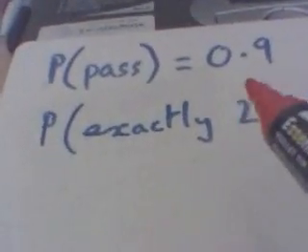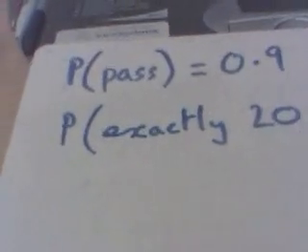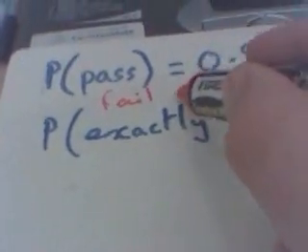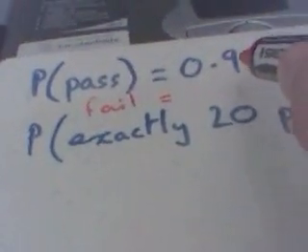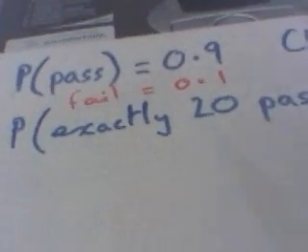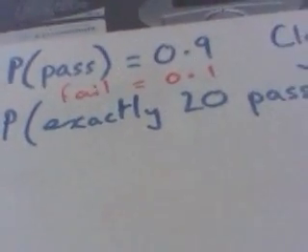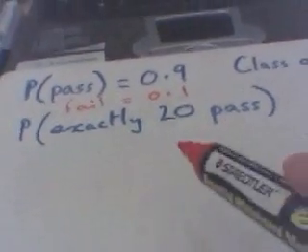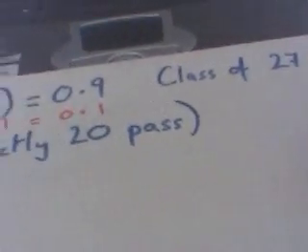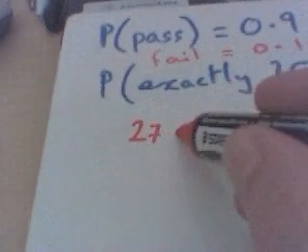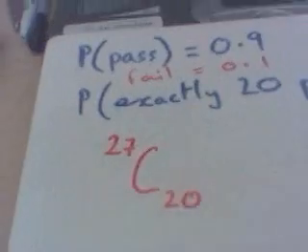Well, thinking about passing this exam, you can either pass or fail, and immediately you know that they must make a total of 1, so 0.9 add 0.1 is the probability of failing. These are our two terms for the expansion. So now we're going to find the probability exactly 20 pass out of 27. So that would give us 27 choose 20.